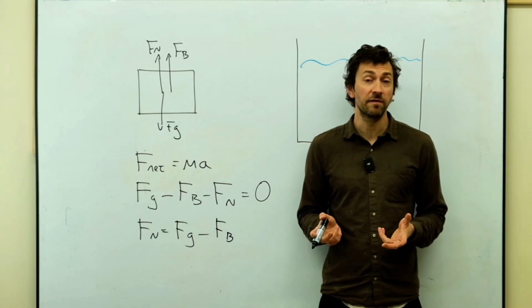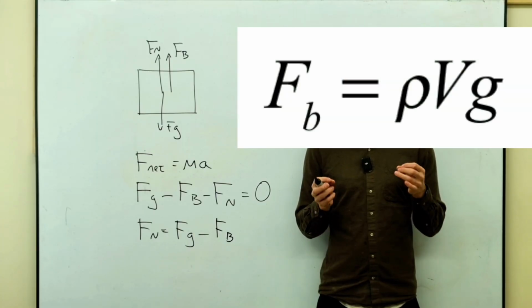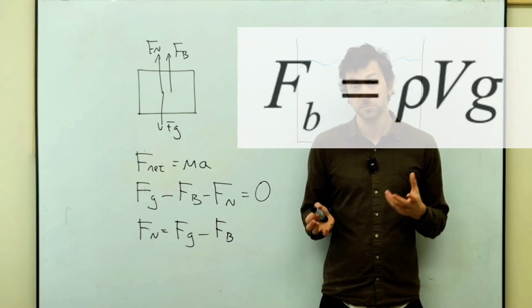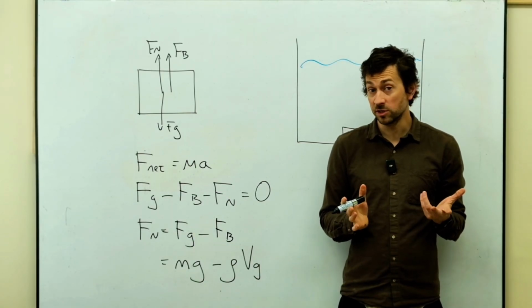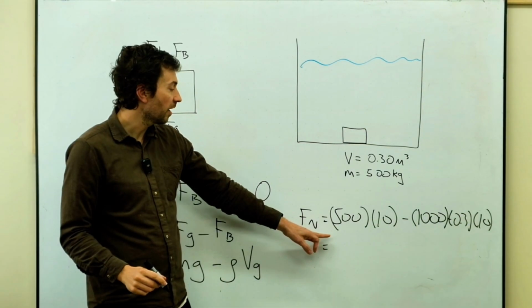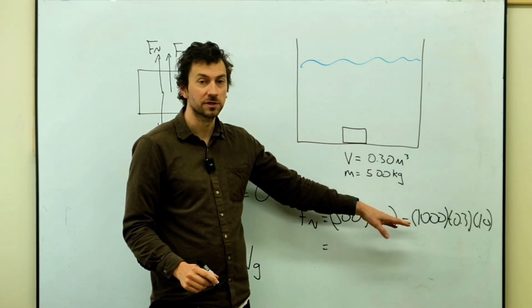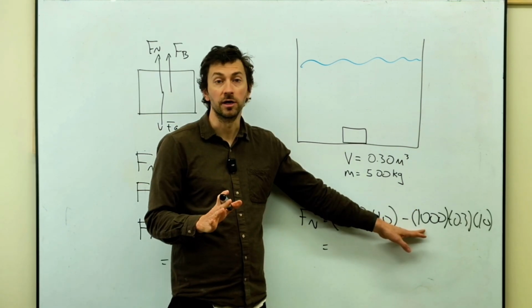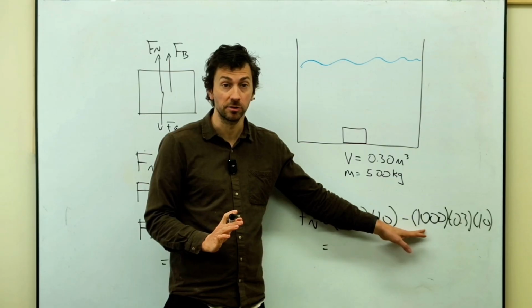We know that the gravity force is mg. And what's the buoyancy force? That's going to be the one we looked at in the last video, rho vg. So let's put those in. We have numbers for all of this, so let's put the numbers in. The force of gravity is going to be 500 times 10. The buoyancy force is 1,000 times 0.3 times 10. Remember, the density of water is 1,000 kilograms per meter cubed.